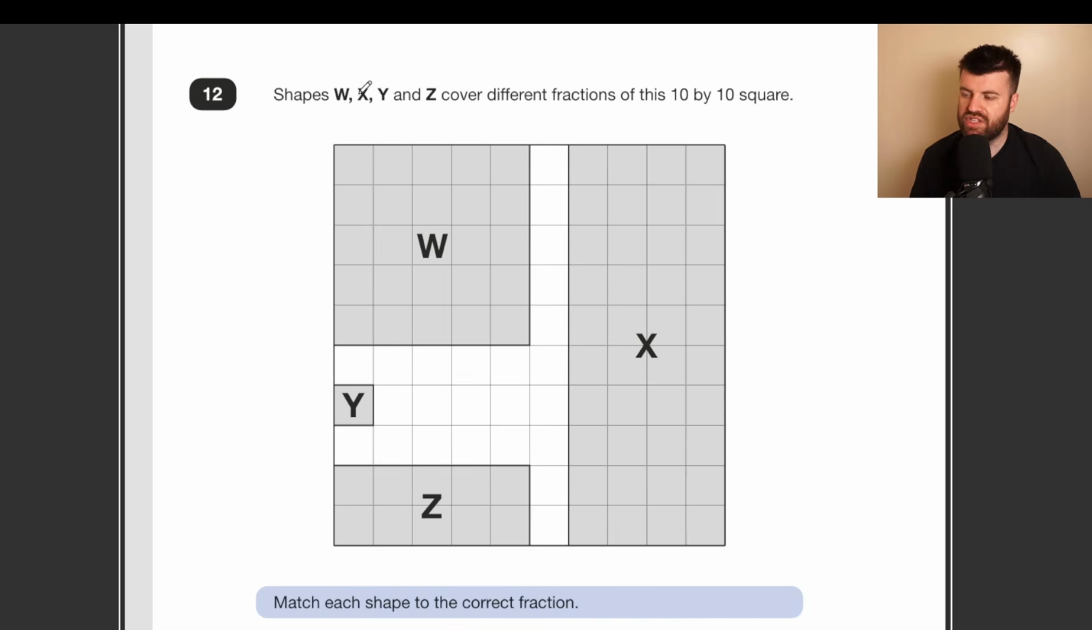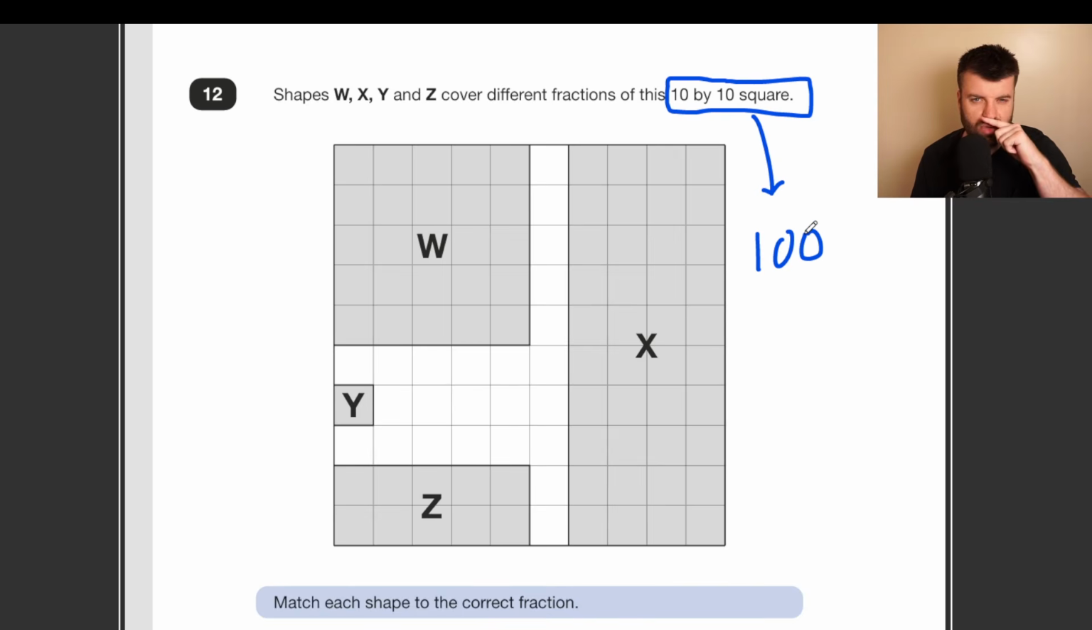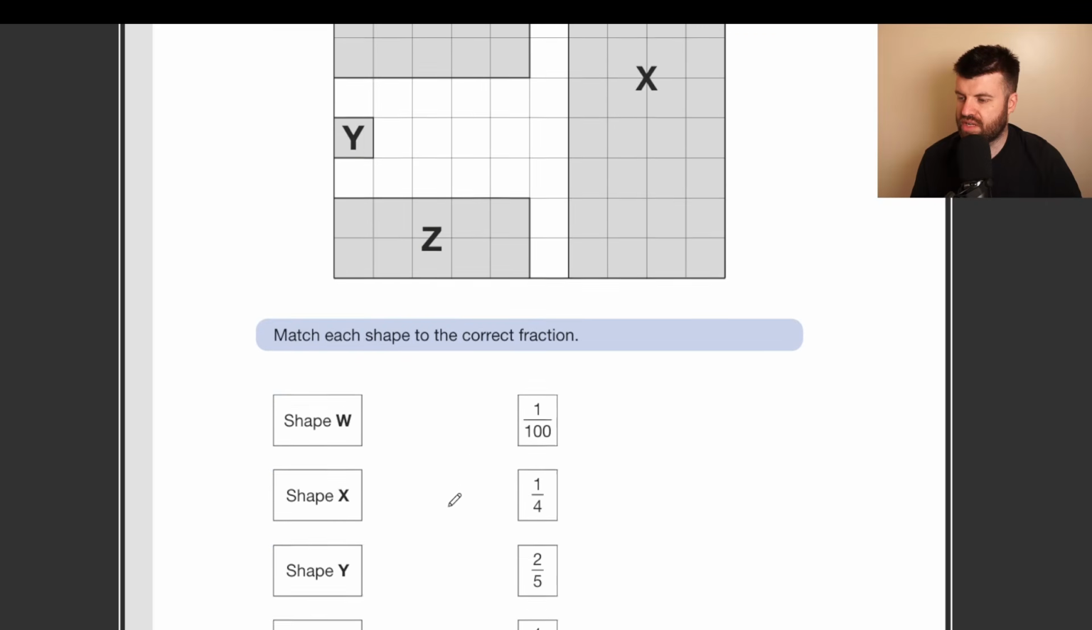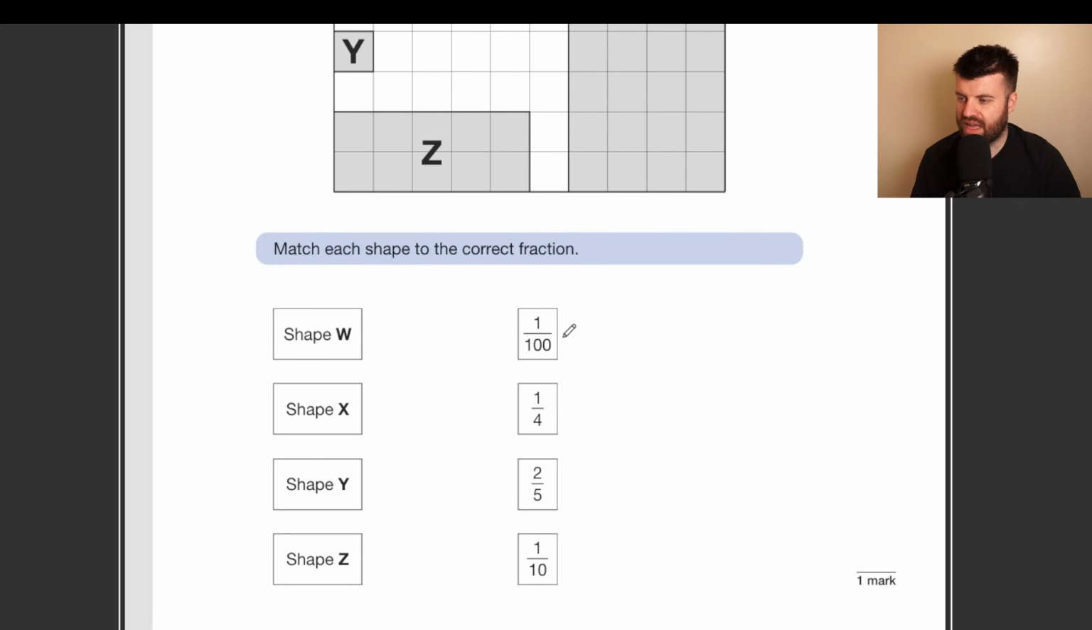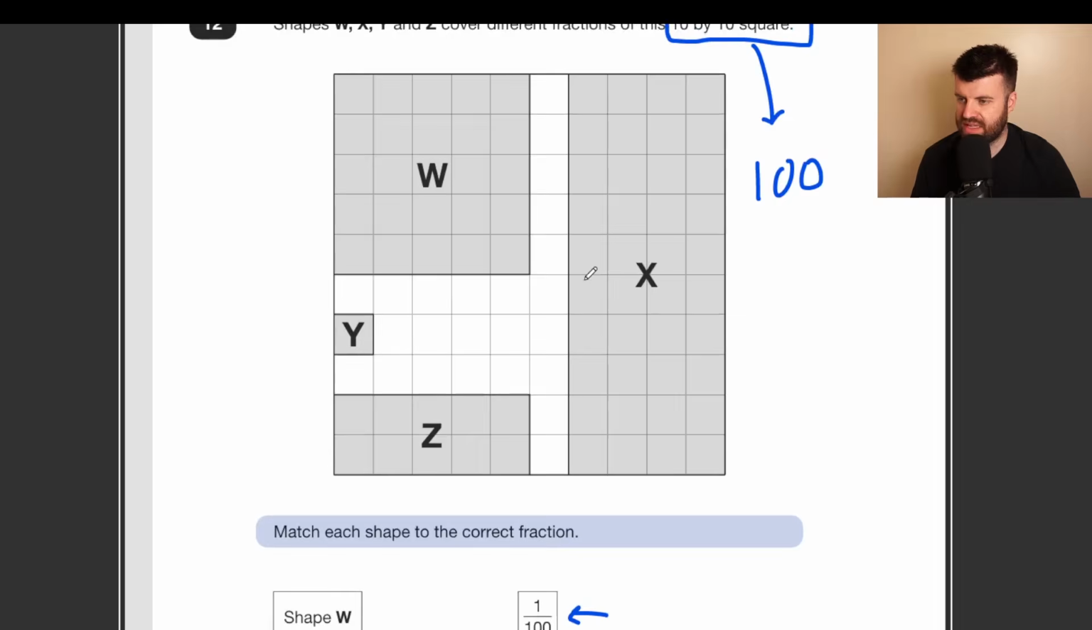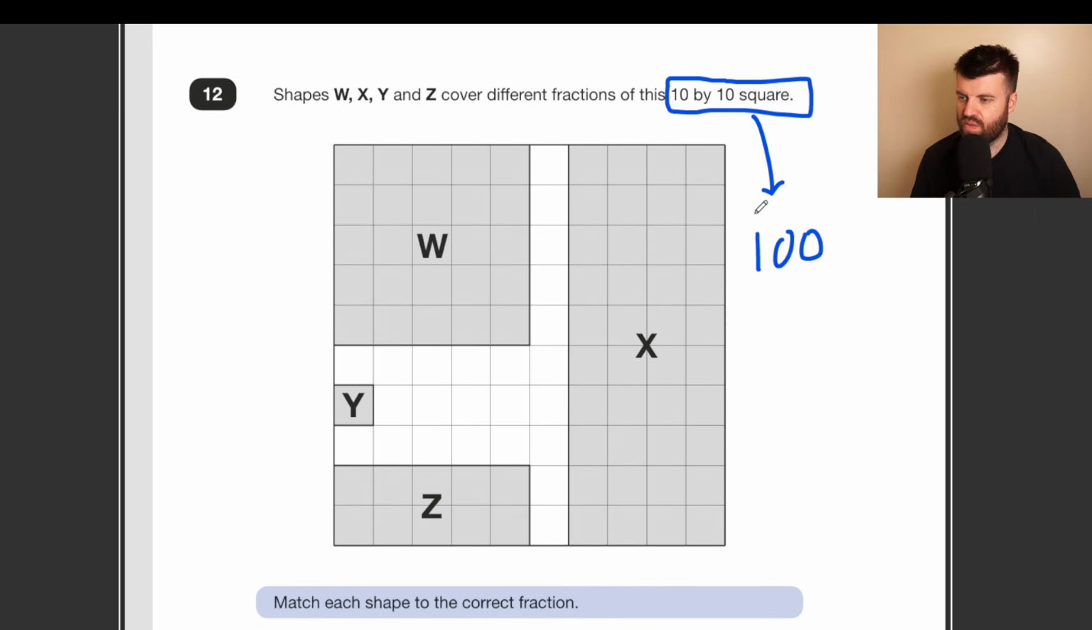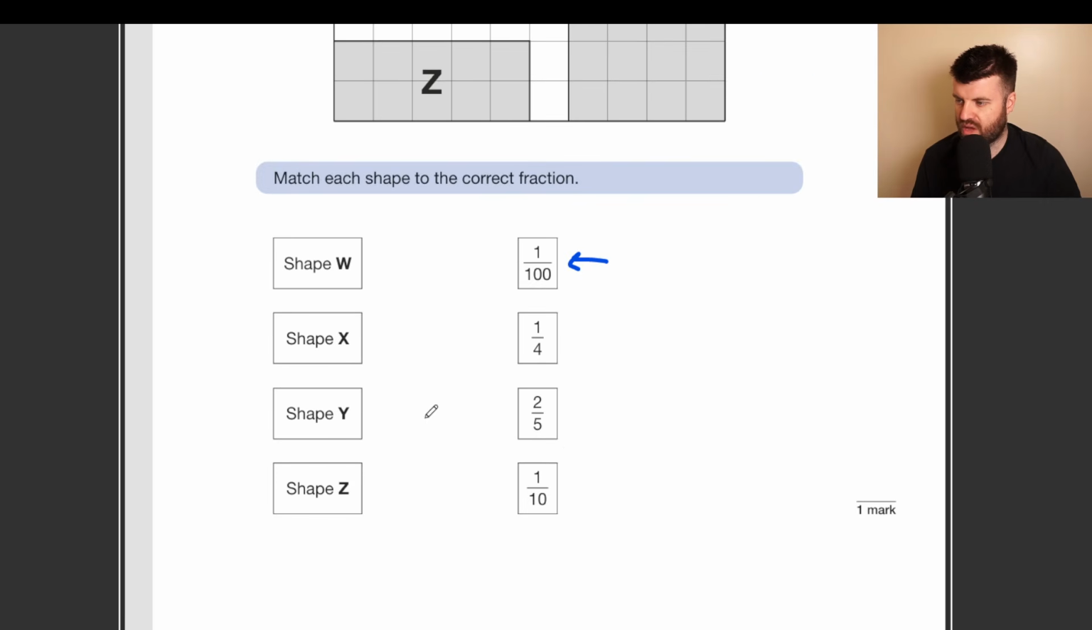Question 12. Shapes W, X, Y, and Z cover different fractions of this 10 by 10 square. This is vital information, because it tells us there are 100 pieces, and you'll see why that's important now. Match each shape to the correct fraction. So, what coverage is there in terms of a fraction? Straight away, I can see 1 out of 100. That's simple, because there's only one shape here, which out of 100 blocks is taking up just one space, and that's Y. So shape Y is 1 out of 100.